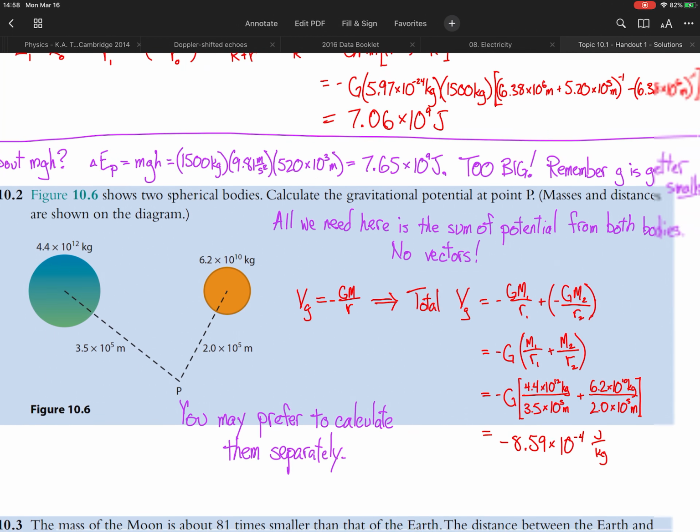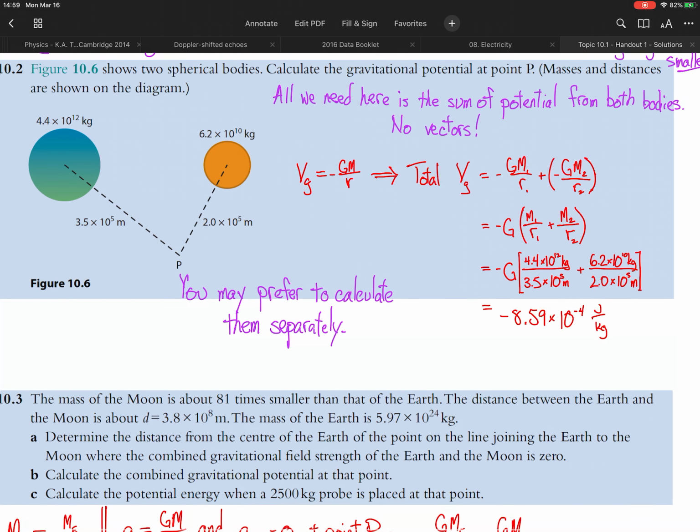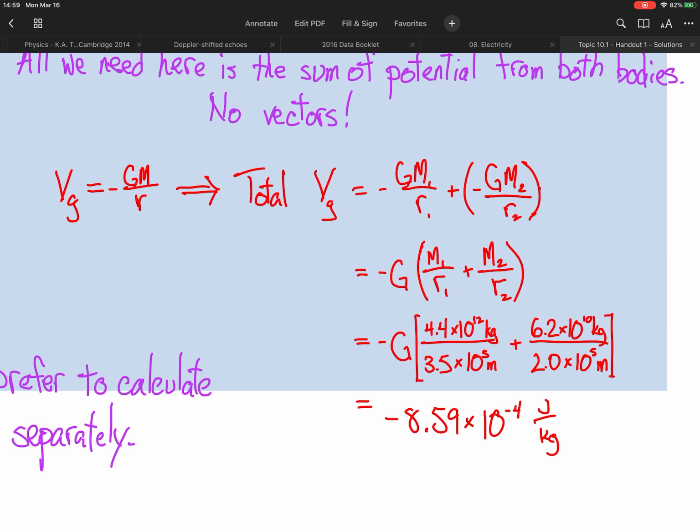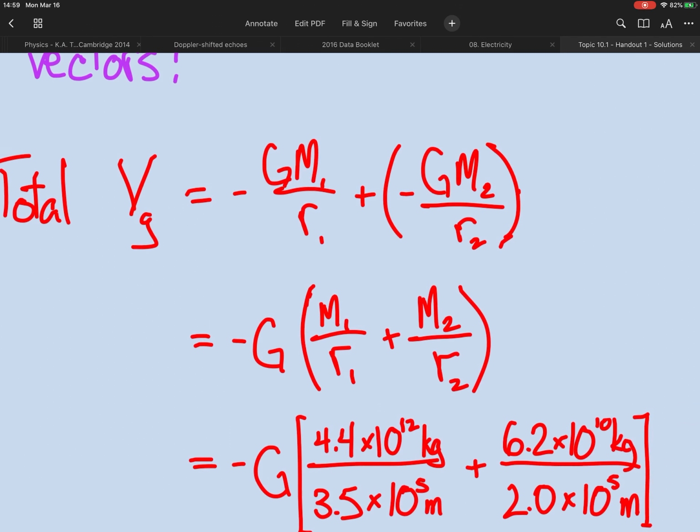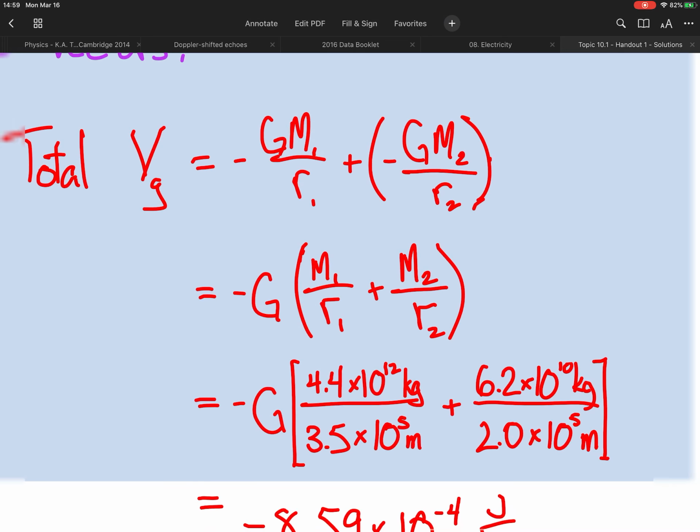Okay, for 10.2, we're asked to calculate the gravitational potential, not energy, at point P. So, luckily here, we do not have to deal with vectors, which is quite nice. Remember that our gravitational potential is simply the sum of the gravitational potentials at that point, okay? So our total gravitational potential is just given by this equation, where we have the gravitational potential from the first body plus the gravitational potential of the second body.